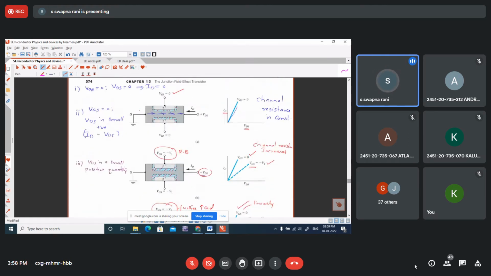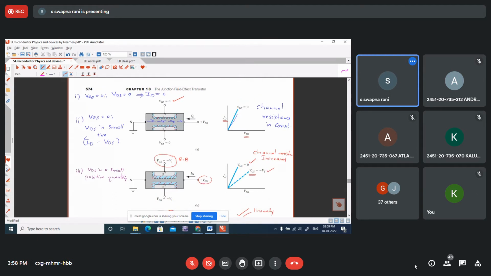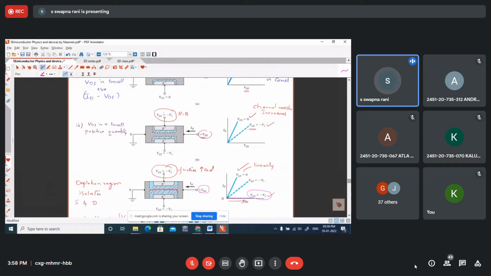We will quickly revise. When there is no voltage on the gate and drain, there are no charge carriers moving from source to drain because the drain potential is zero. So current is almost zero.